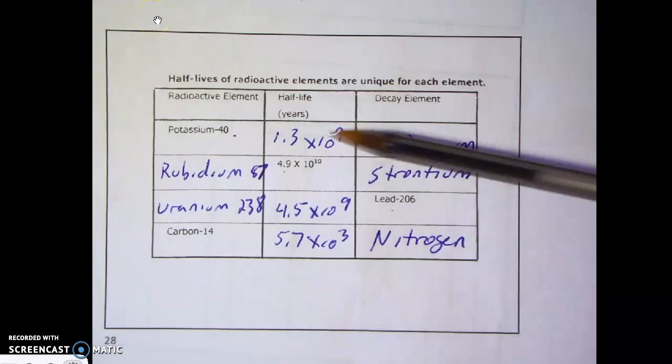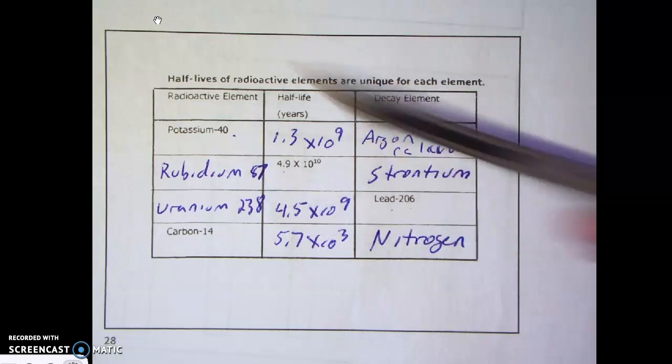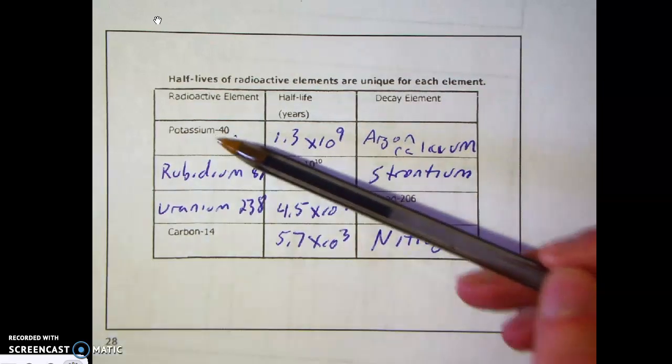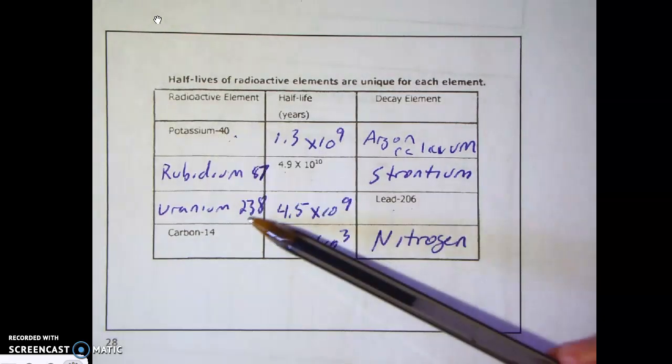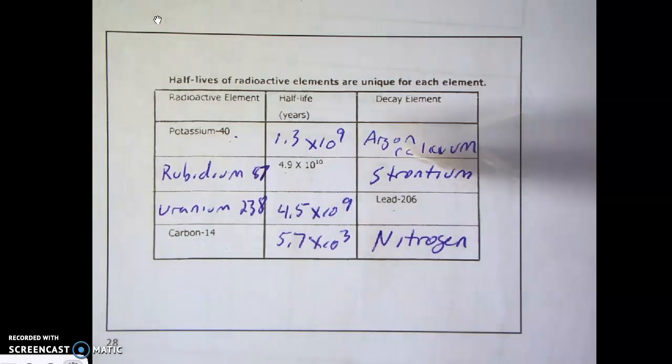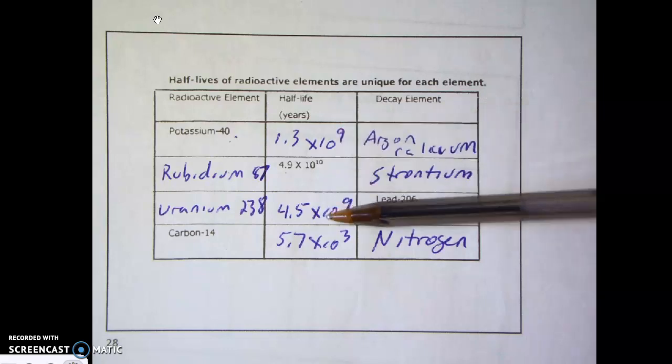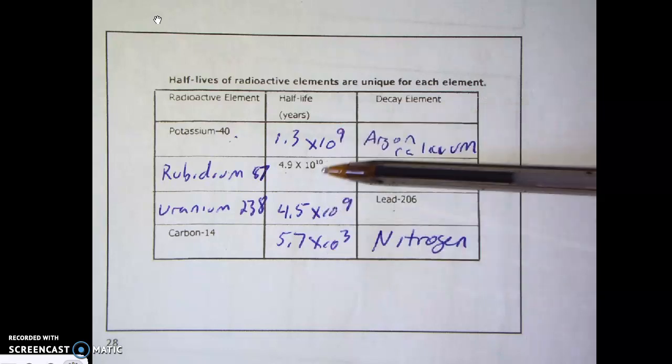Okay guys, so in the last two videos we were talking about radioactive decay, and we were filling in these tables using our reference table. And in this course we're looking at 4 different radioactive elements: potassium-40, rubidium-87, uranium-238, carbon-14, and here are the half-lives. Half-lives are fixed, they do not change.